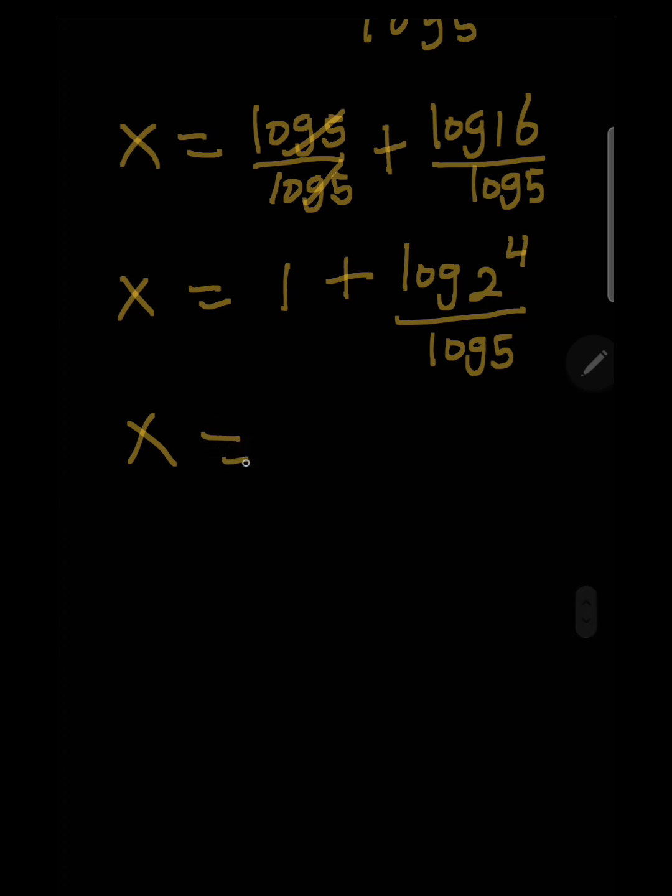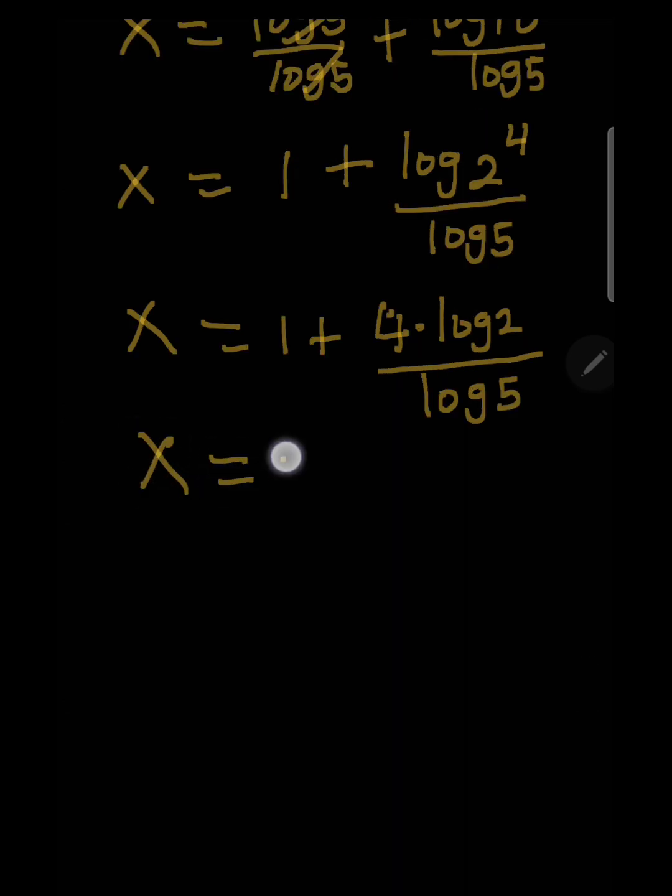Now we're going to simplify further. We have x equal to 1 plus log of 2 to the power of 4. Applying the power property of logarithm, the power 4 is going to go back to multiply the log. So we have 4 multiplied by log of 2, all over log of 5. So x is equal to 1 plus 4 multiplied by log of 2 over log of 5.